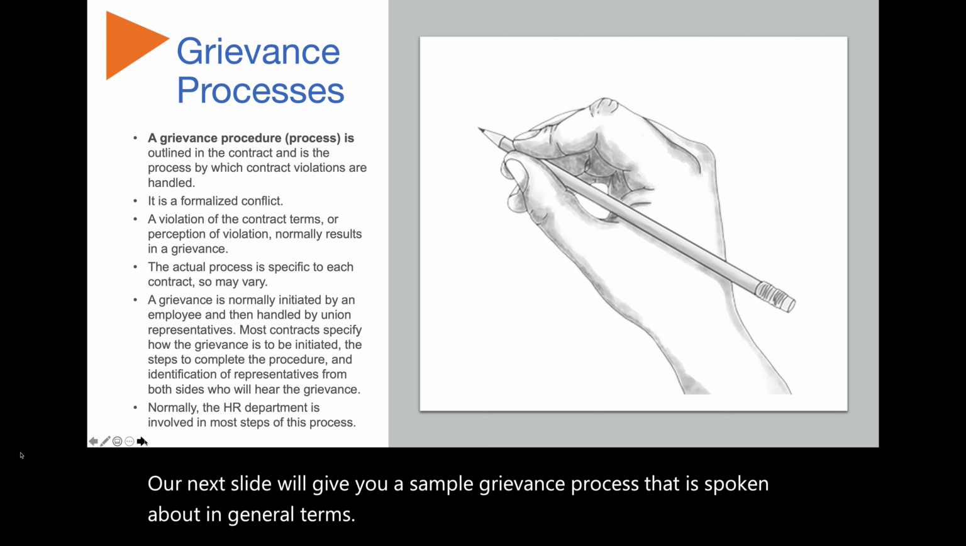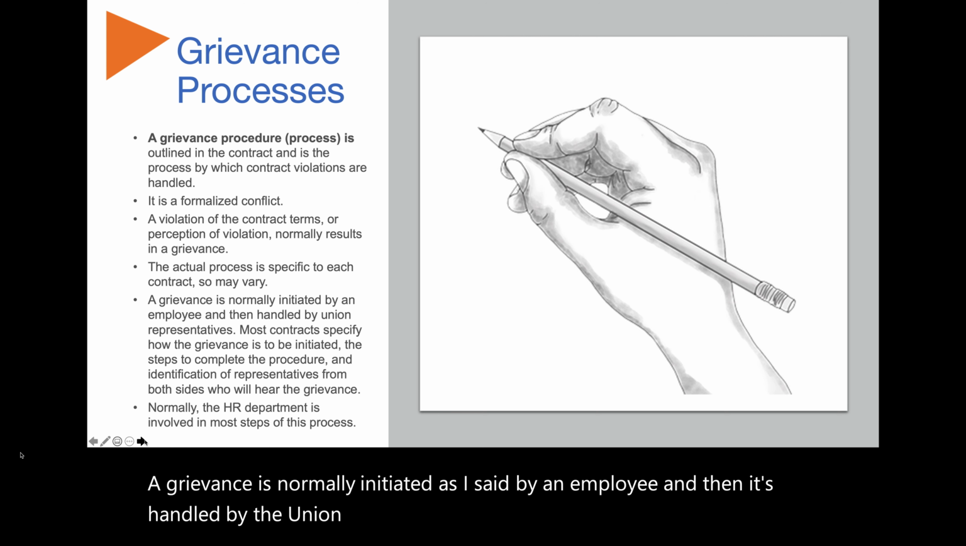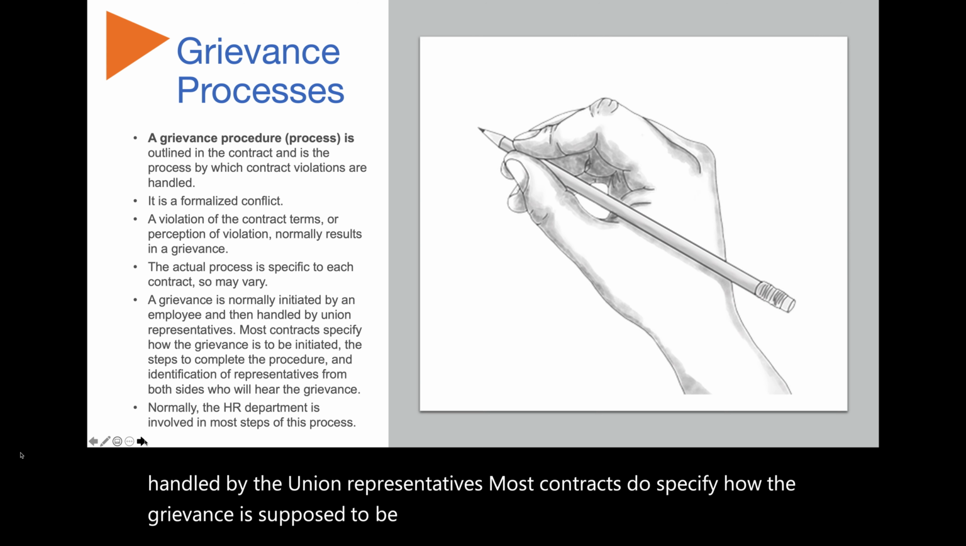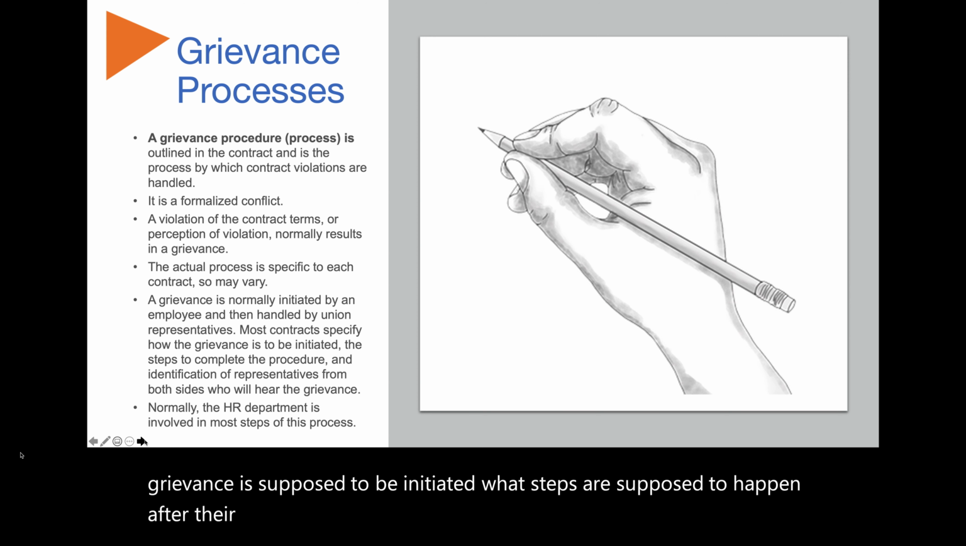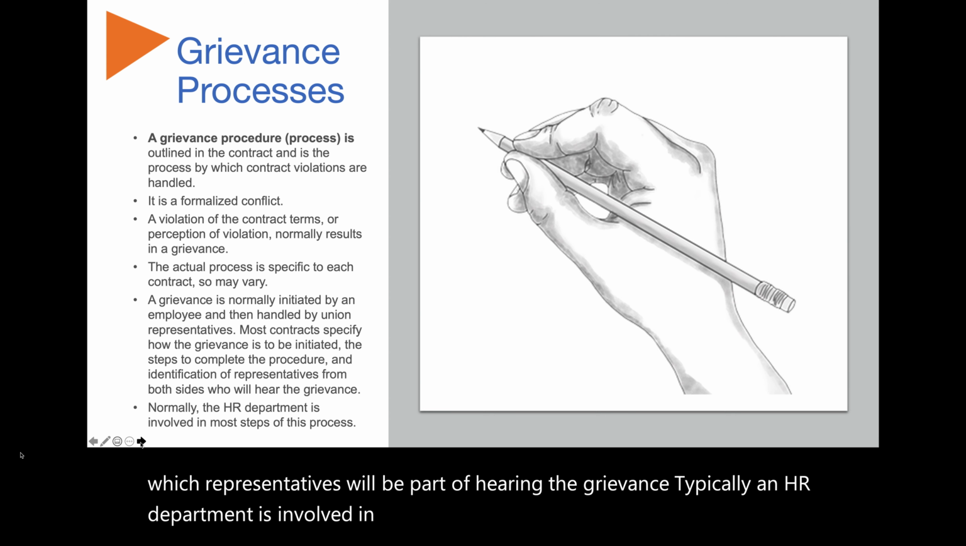A grievance is normally initiated, as I said, by an employee, and then it's handled by the union representatives. Most contracts do specify how the grievance is supposed to be initiated, what steps are supposed to happen after the initiation of the grievance, and then who on each of the sides, which representatives, will be part of hearing the grievance. Typically, an HR department is involved in most steps in a grievance process.